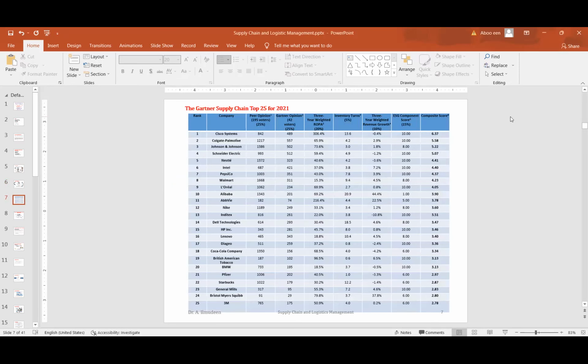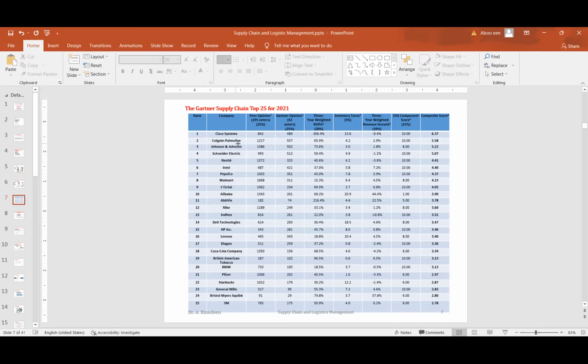According to Gartner, an international organization in the business and IT field, which ranked the top 25 supply chains for the world leading business organizations in 2021. So these are the well-performing supply chain management organizations. You might have heard about Cisco Systems, and they are the rank one, the number one supply chain management system in 2021 in the world, Cisco Systems.